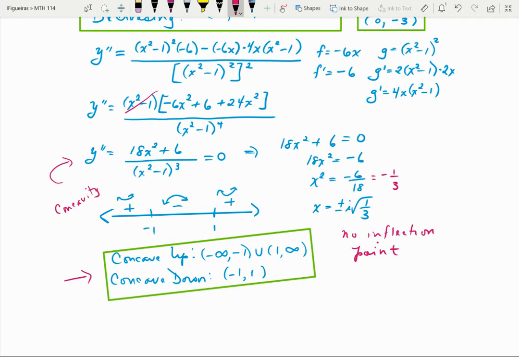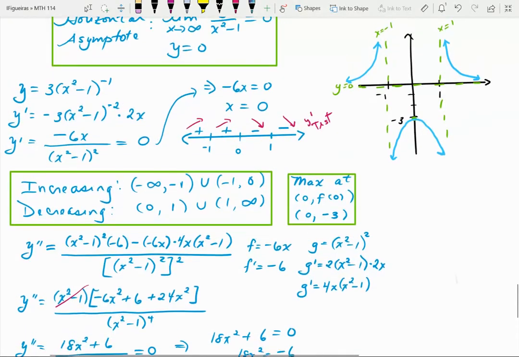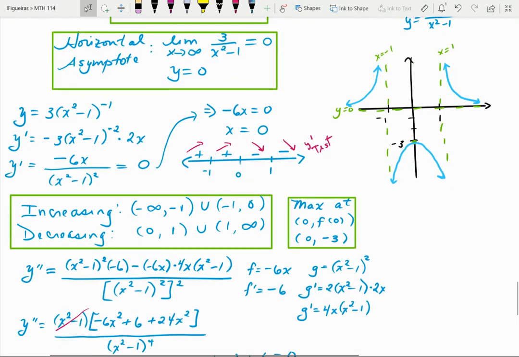So even though there's a change in sign from positive to negative and then from negative to positive, -1 and 1 are not inflection points because they are not in the domain. So that's important for you to remember. All right, so all of this information has to be put together into a graph. And so that's what you see here.